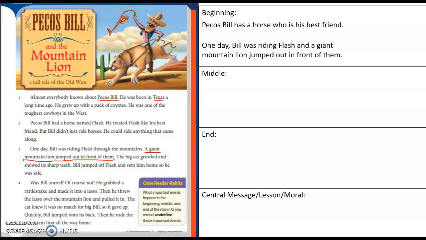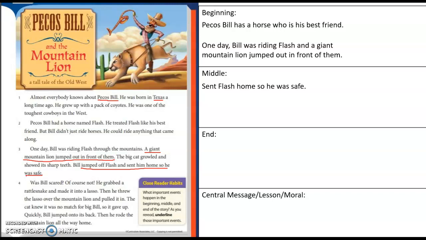Now Bill is starting to react to the problem. So the first thing he did was he jumped off of Flash and sent him home so he was safe. So his first thought was, I need to keep my horse safe. Was Bill scared? Of course not.